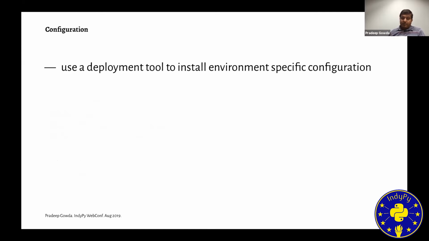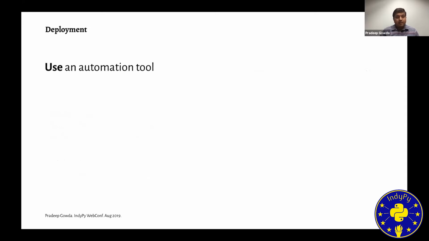And you should definitely use a deployment tool to install the environment-specific configurations. We'll talk about that next. Definitely use an automation tool to do your deployments. SCPing stuff back and forth and installing dependencies on the operating system, whether apt-get install Python or whatever, it's okay when you're doing it the first time, but it soon becomes too much to keep in your head. So use one of these.